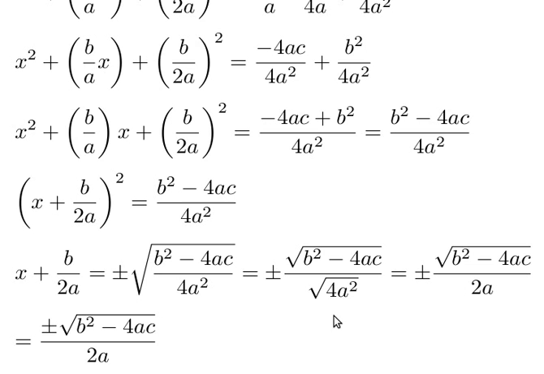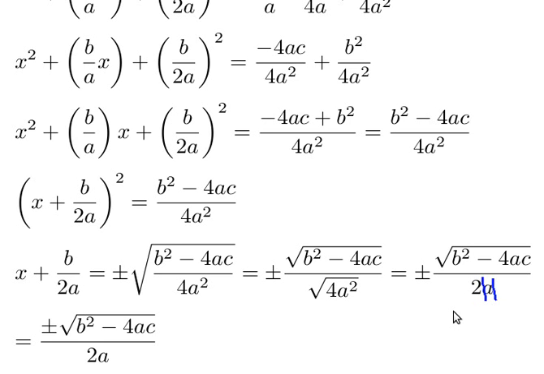Just trust me, it works out. The reason why it's sort of hand waving is because technically speaking, you don't know that A is positive. In fact, the quadratic equation works when A is negative. So that means that this, technically speaking, should be 2 times the absolute value of A.